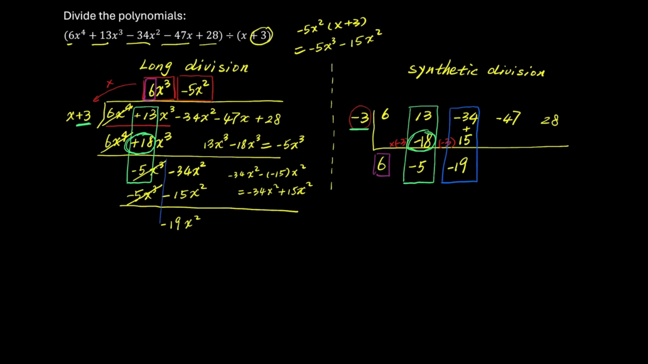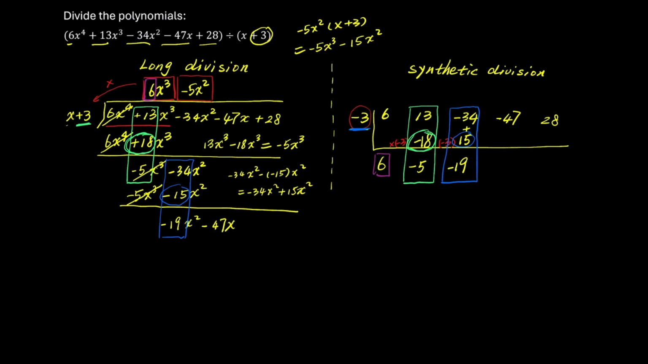It corresponds to the coefficients of the x squared term. Again, we have negative 15 in the long division and positive 15 in the synthetic division because of the negative 3 here. All right, let's wrap up this long division. We bring down the next term, which is negative 47x.